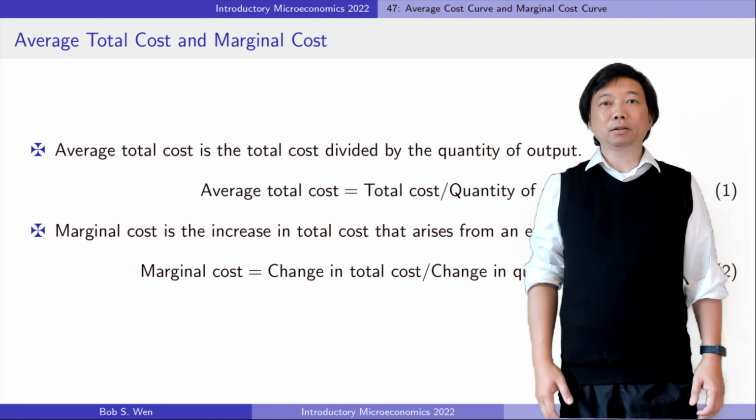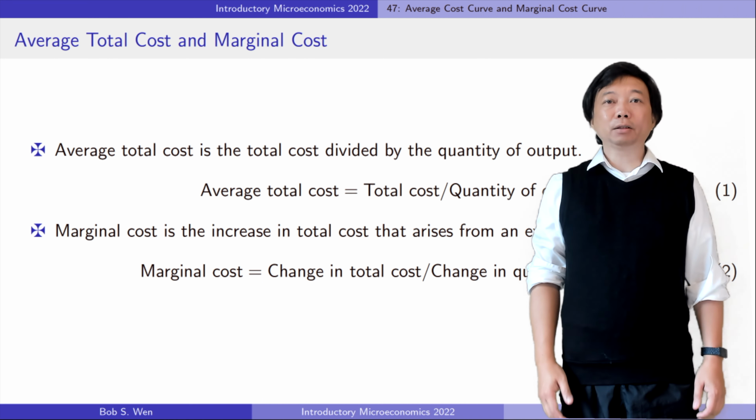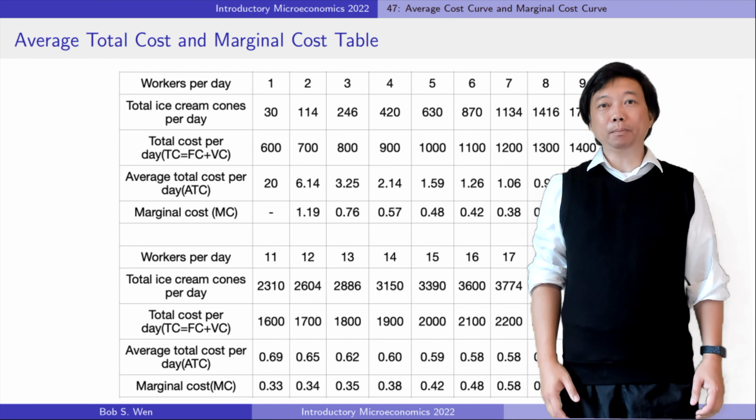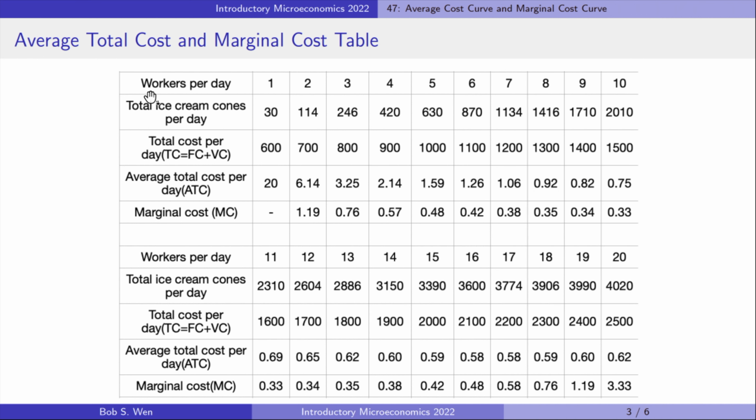Let's calculate the average total cost and the marginal cost based on our example of the ice cream firm. Here's the cost table. I show the number of workers hired by the ice cream firm, the total output as labor increases by 1 unit, the total cost, the average total cost, and the marginal cost.